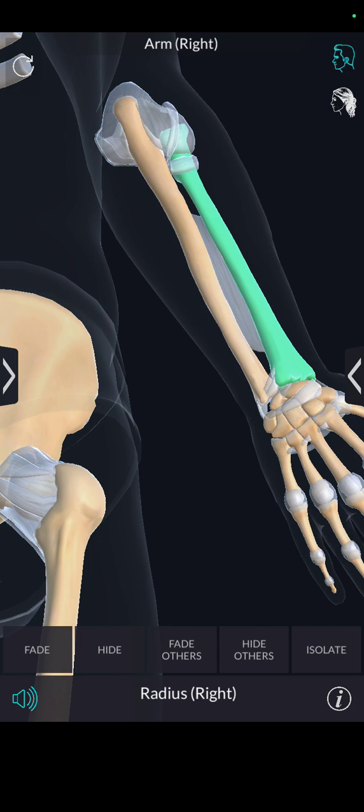The radius, or radial bone, is one of the 2 large bones of the forearm, the other being the ulna. It extends from the lateral side of the elbow to the thumb side of the wrist and runs parallel to the ulna.